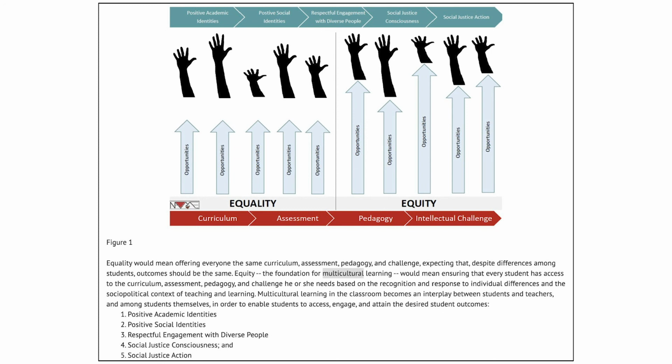And you'll notice that when we provide equality as far as the opportunities that are presented to students, those arrows are not going to necessarily push all hands up toward those items along the top, including positive academic identities, social justice action, and positive social identities. However, if you look at the right-hand side of this image, you'll notice that with equitable opportunities, no matter the student, we are pushing them all towards that same success measure there at the top.